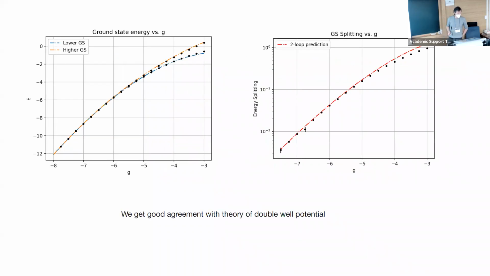Okay, so this is the ground state energy versus G, the lowest ground state and the higher ground state, and then you can see it evolve, and you see that after we fit everything, we get a good fit.